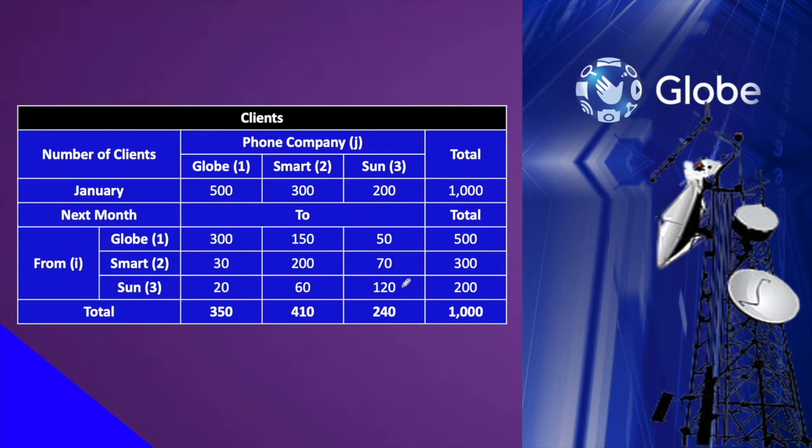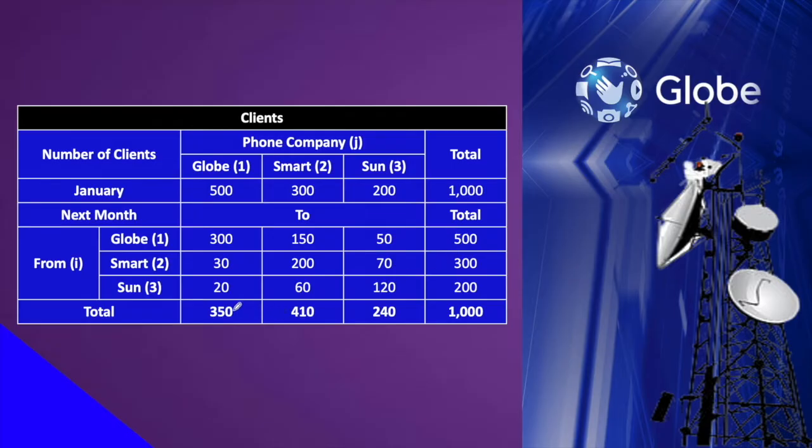These are the retained ones. As you can see, guys, if we add by row these clients from Globe, from Smart, from Sun, we have 500, 300, and 200. So, this movement must equal the total number of clients we have right now in January, which is 500, 300, and 200, which is still the same for us.